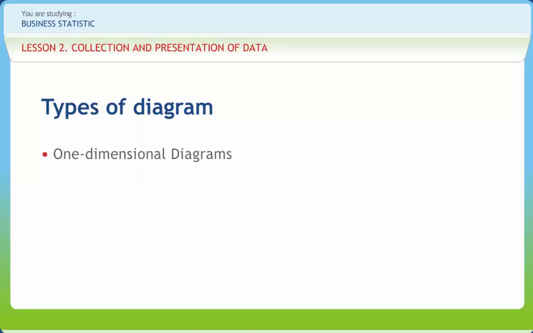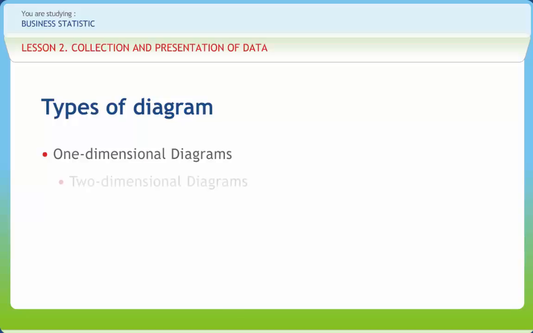One-dimensional diagrams are also known as bar diagrams. In case of one-dimensional diagrams, the magnitude of the characteristics is shown by the length or height of the bar. Line diagram, simple bar diagram, multiple bar diagram, percentage subdivided bar diagram, deviation bar diagram, and duodirectional bar diagram, etc. are the types of one-dimensional diagram.